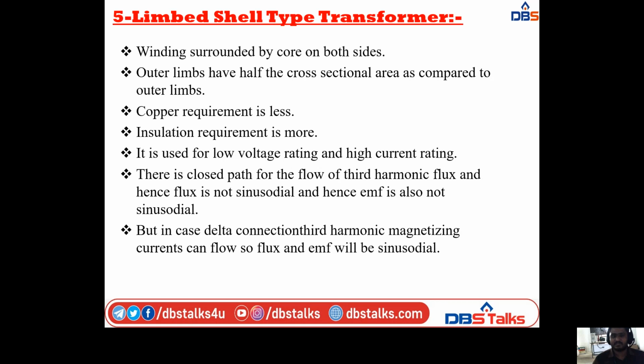In the three-limbed core-type transformer, the copper requirement is more, and in the five-limbed shell-type transformer, the insulation requirement is more, but in the three-limbed core-type transformer, insulation requirement is less. This five-limbed shell-type transformer is used for low voltage rating and high current rating. But the three-limbed core-type transformer is used for high voltage, that is HV rating, and low current rating.